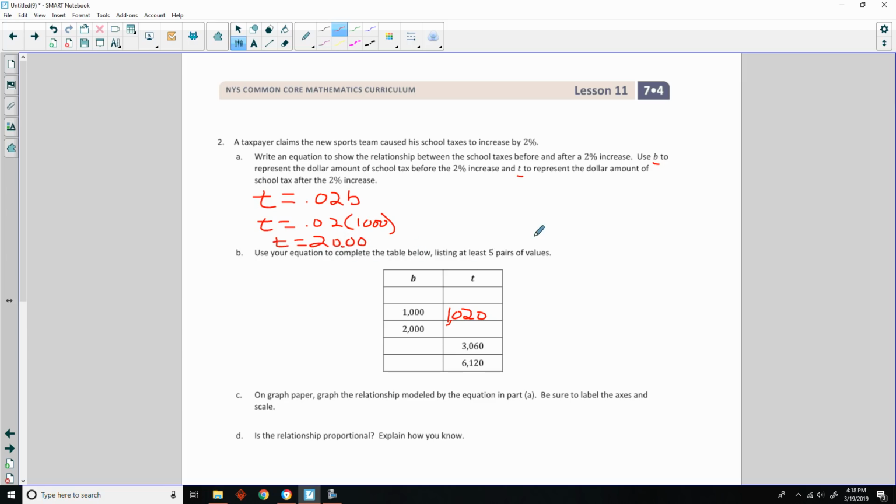So T equals, okay, we want to know the taxes, the dollar amount of the taxes after the increase T. Oh, okay. So it's a total. So I want to change my equation. In order to do this in one step, it's 102%. So the taxes before times the 2% increase plus the 2% increase. So it would be 1.02 times 1,000. And when I do that, instead of getting the $20, I will get 1,020 by moving the decimal 2 places.